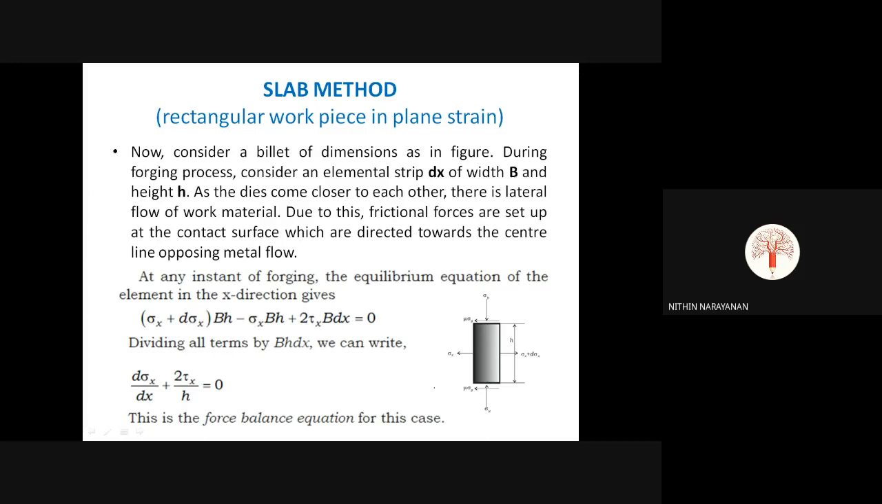As the dies come closer to each other, we are applying compressive forces. There is lateral flow of work material, like in an upsetting process. There will be lateral flow of material, and due to friction, forces are set up at the contact surface, directed towards the center line, opposing metal flow. Whenever we apply the compressive force, a friction force comes on the contact surfaces.